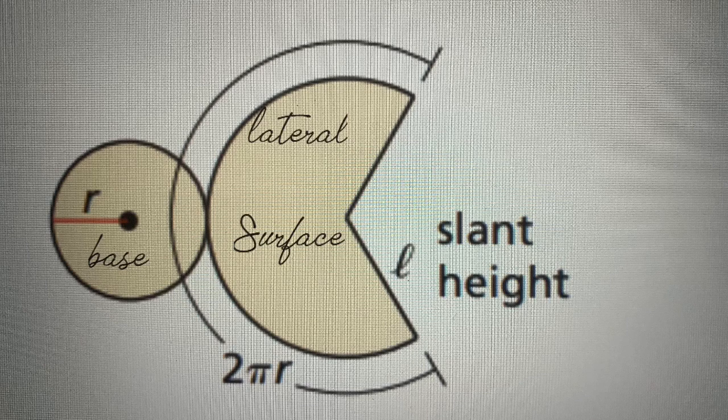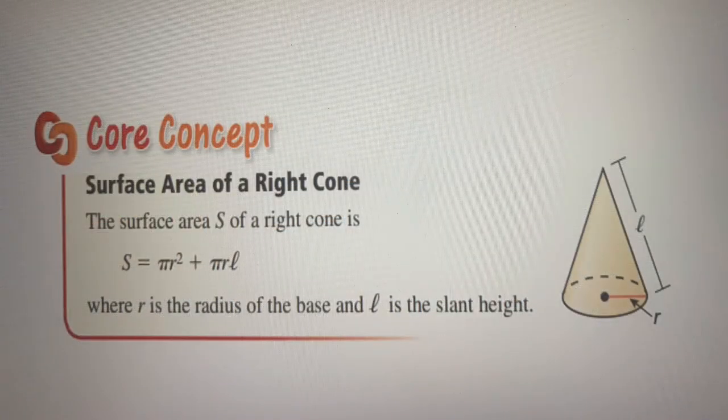Notice that the slant height, we use a cursive L to represent that. The surface area of a right cone is pi r squared plus pi r times the slant height, L.